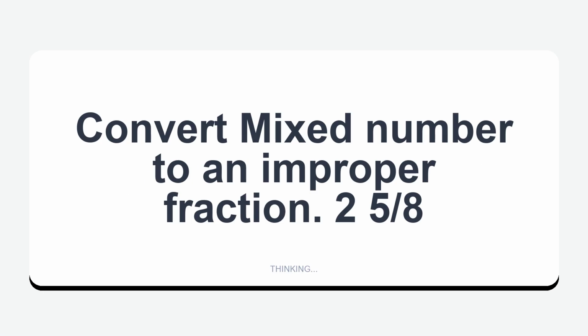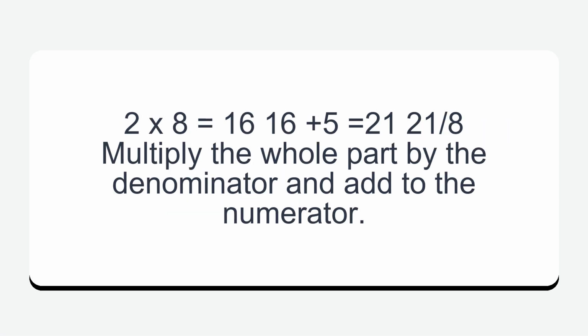Convert the mixed number to an improper fraction, 2 and 5/8. 2 x 8 equals 16. 16 plus 5 equals 21. So 21/8. Multiply the whole part by the denominator and add to the numerator.